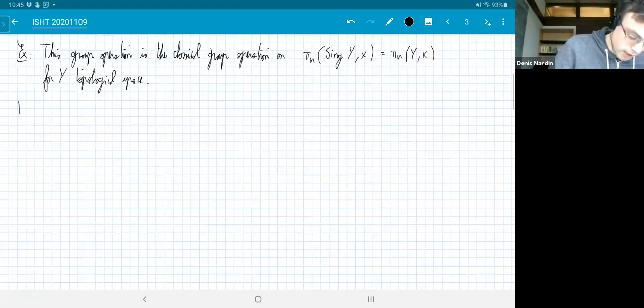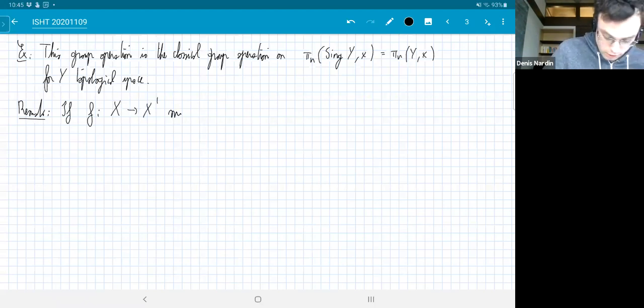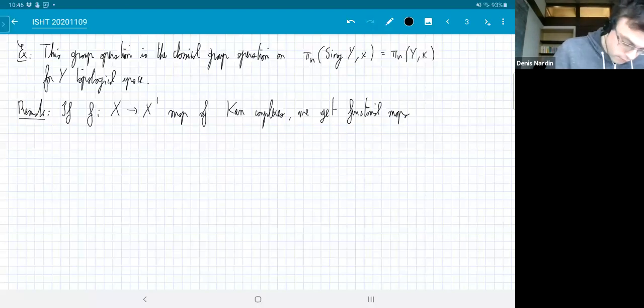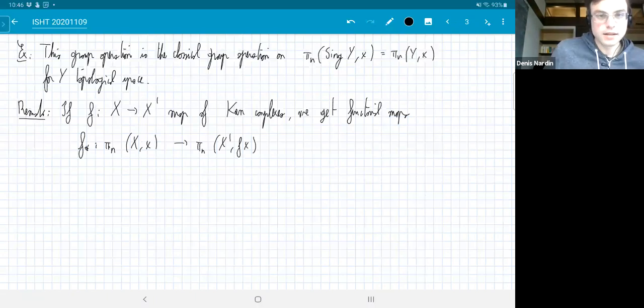And actually, let me put a remark. If f from X to X prime is a map of Kan complexes, we get functorial maps f lower star from pi n of X comma x to pi n of X prime comma f of x. We just send the class of alpha to the class of f of alpha.